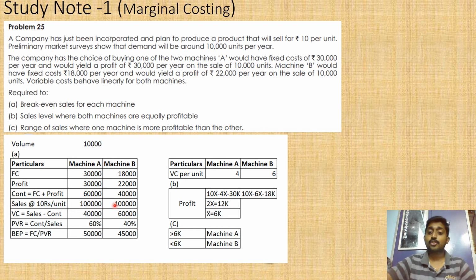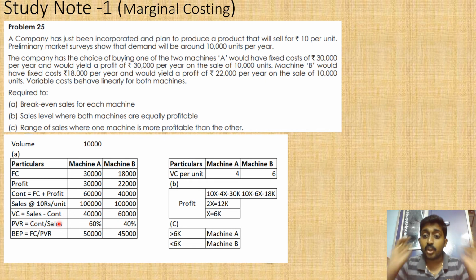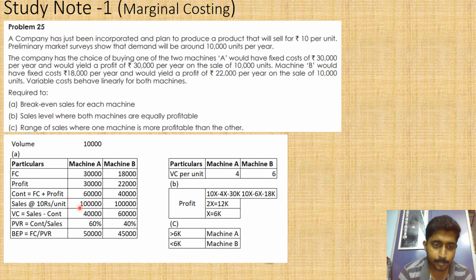So sales minus contribution will become variable cost, because sales minus variable cost is contribution. So similarly, sales minus contribution will be the variable cost. Now we can find the variable cost also. And PV ratio, we all know, is contribution divided by sales. So 60,000 divided by 1 lakh and 40,000 divided by 1 lakh: PV ratio of 60% for machine A and 40% for machine B.